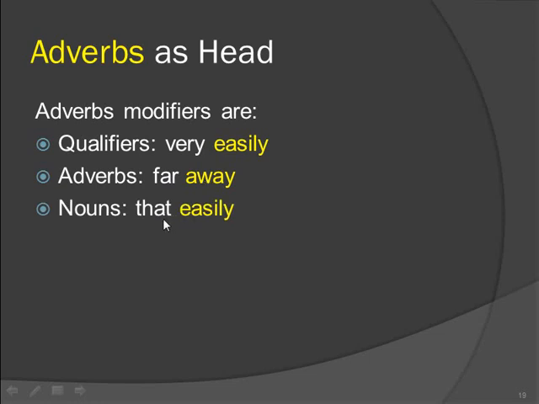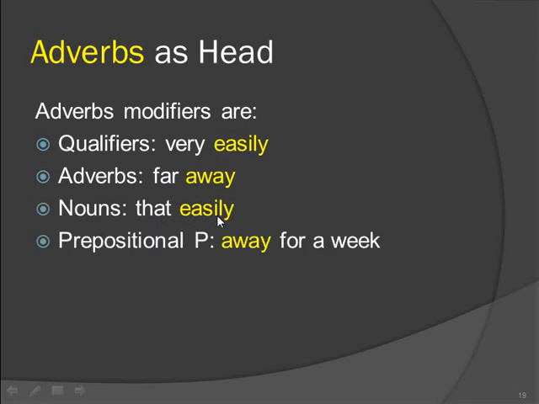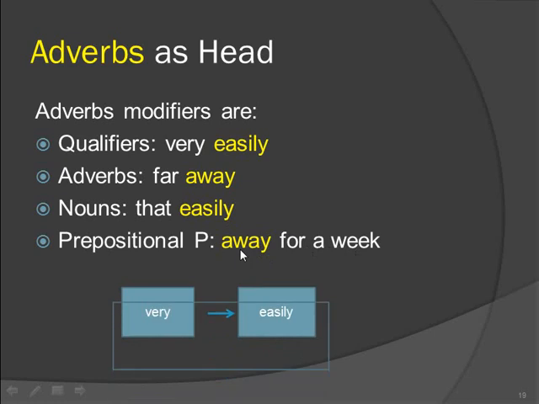That easily. Okay, noun can also be modifiers for adverb, like, so the word that is explaining easily, so how easily, that easily. Okay, for example. And preposition can also be the modifiers for adverb, like away for a week. So for a week is the modifier and away is the adverb as head. Okay, let's see the example in Chinese boxes, like this one. Okay, easily as the head, very, qualifier as the modifier.